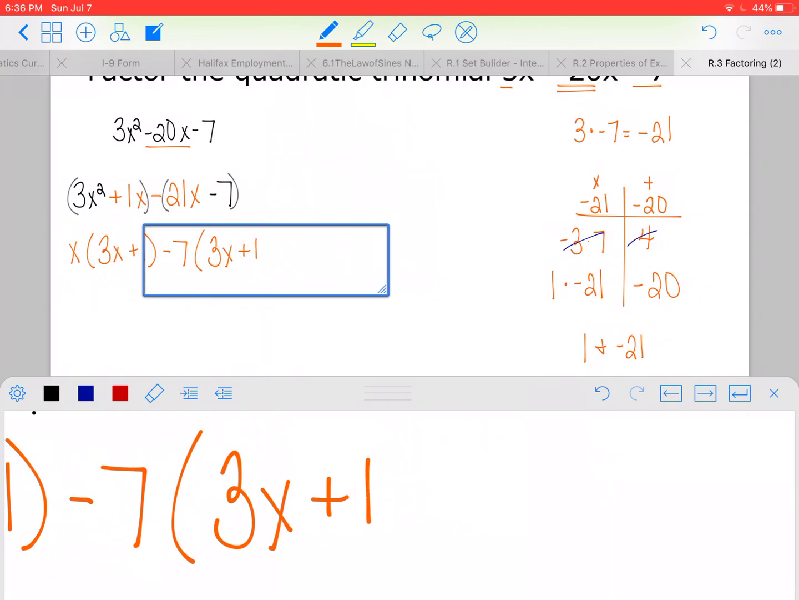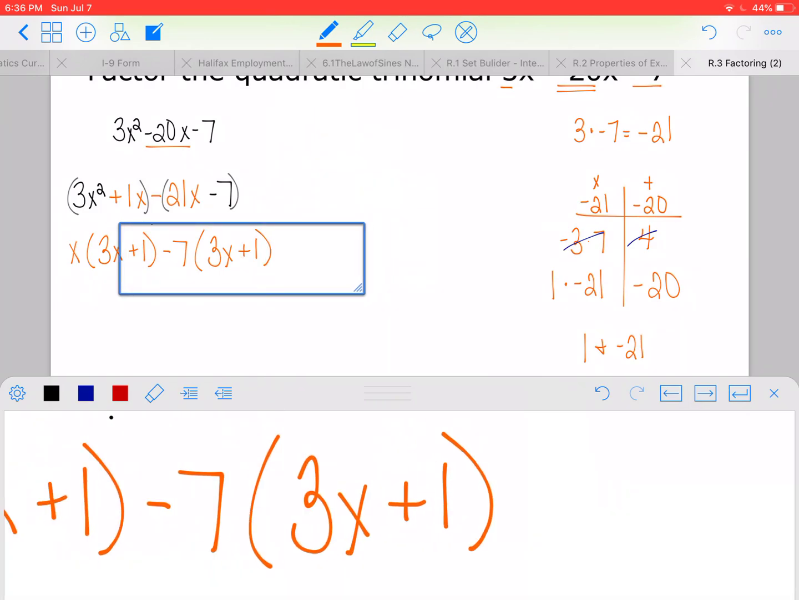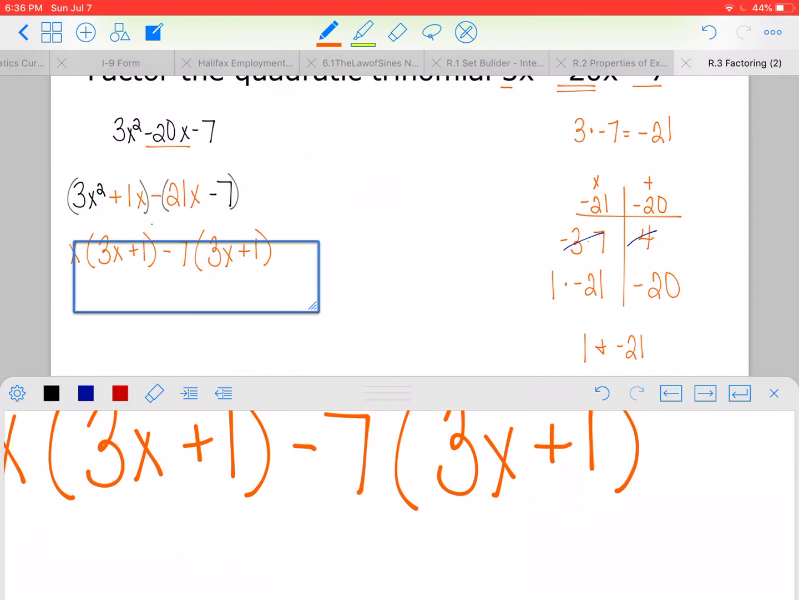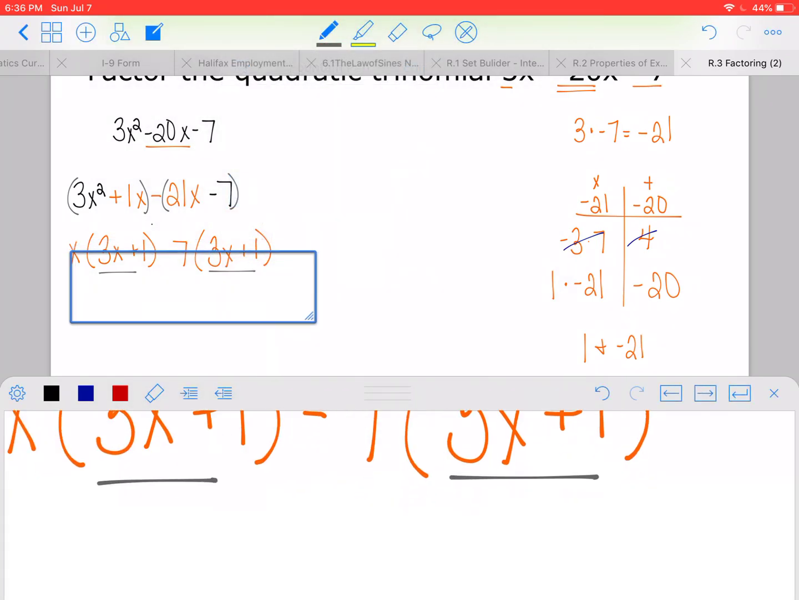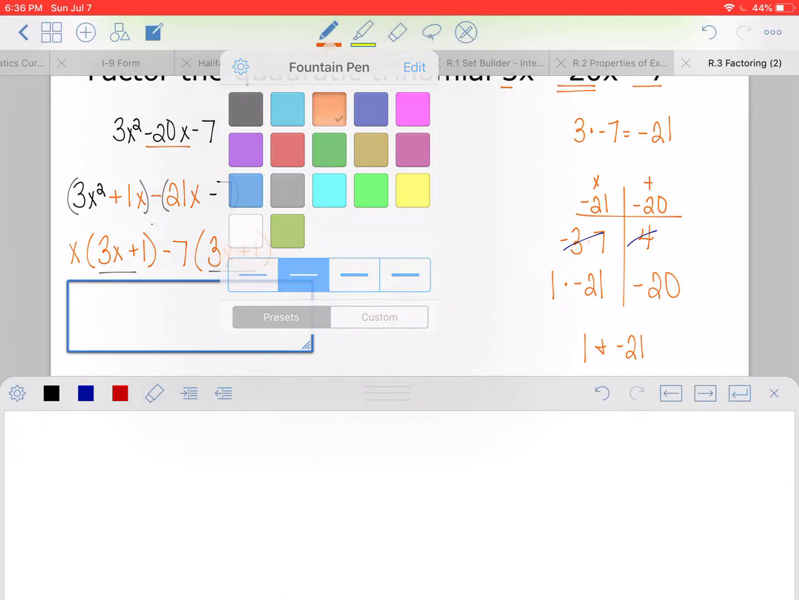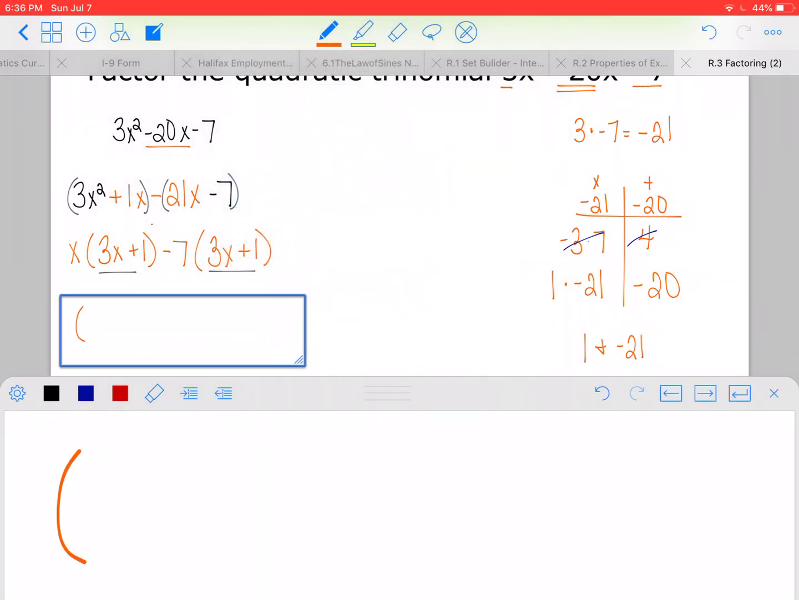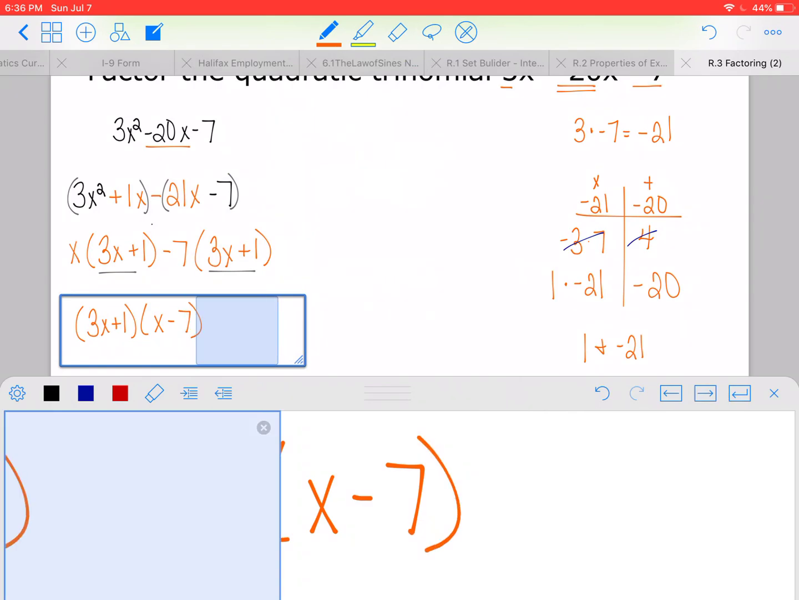Notice if we multiply this back through, we would still get negative 21 minus 7. Okay? So we've now got our two binomials that are identical, and just like in the first example, we factor them out. So 3x plus 1, and we're left with x minus 7. And that is 3x squared minus 20x minus 7 factored.